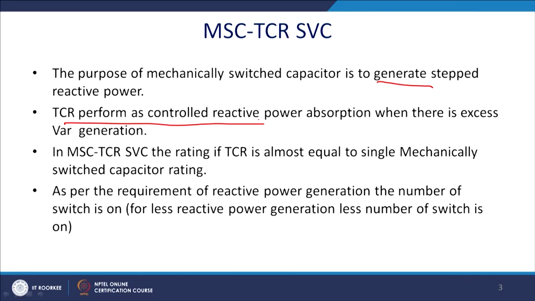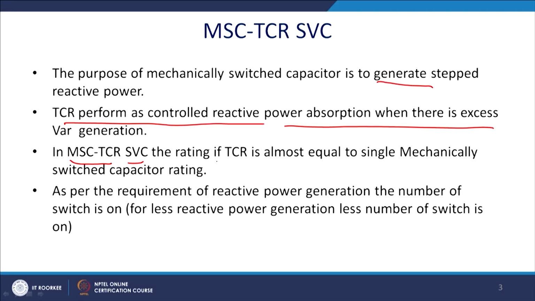TCR performs as a controlled reactive power absorber, because it will go to the highest unit number. Every mechanical switch may have a capacity of 2 MVAR. So, it will go to 7, that is 14, and we require to compensate 13.6. That 0.4 MVAR will come from the TCR, as power absorption when there is excess var generation.